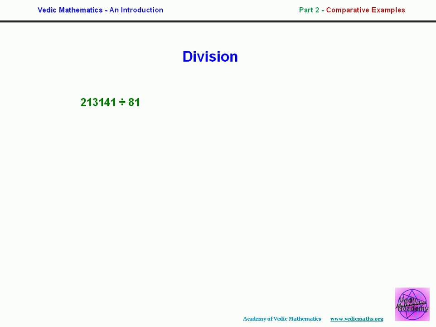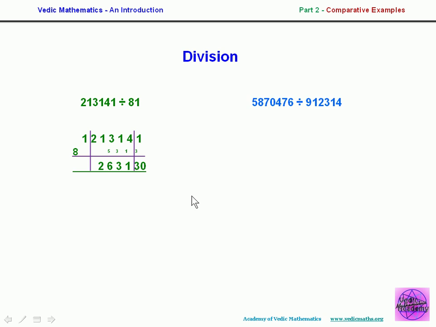Moving on to division, if we have to divide 213141 by 81, in the Vedic system, we can get the answer in one line. There's the answer, 2631 remainder 30, with a few carry digits involved as well. Actually, we only divide by the 8, and the other number is held over. The conventional method, of course, is much more complicated.